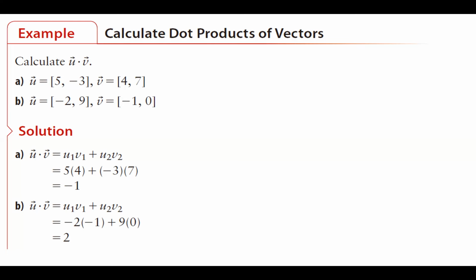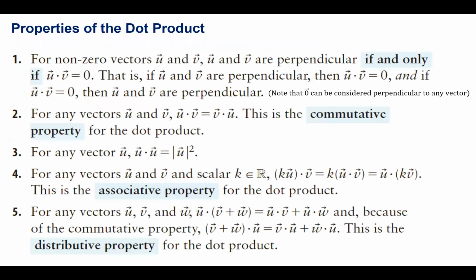In question B, dot product of u and v again equals u1 v1 plus u2 v2, which gives us -2 times -1 plus 9 times 0, which gives us 2. Okay, any questions? Okay, if no questions, let's have a look at the main properties of the dot product.